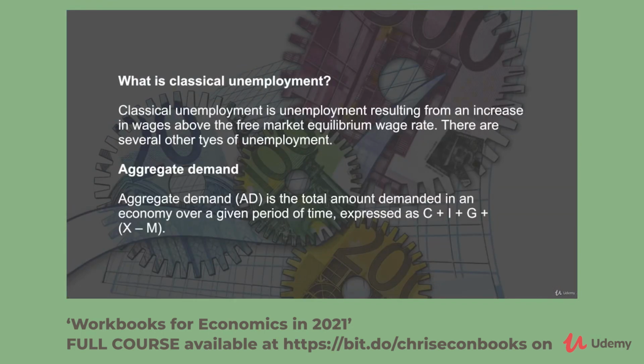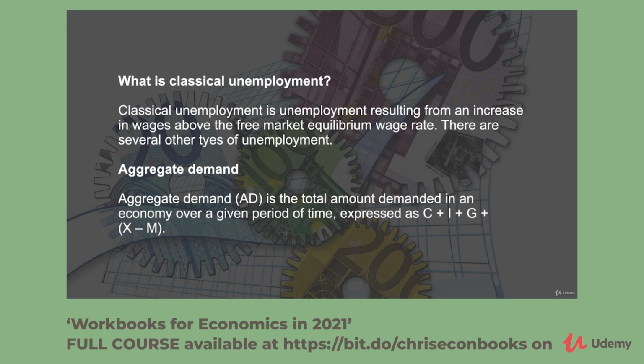What is classical unemployment? Classical unemployment is unemployment resulting from an increase in wages above the free market equilibrium wage rate. Now, what does that mean? Free market equilibrium wage rate.